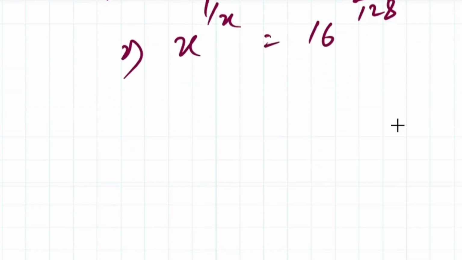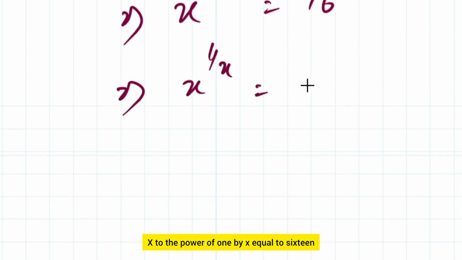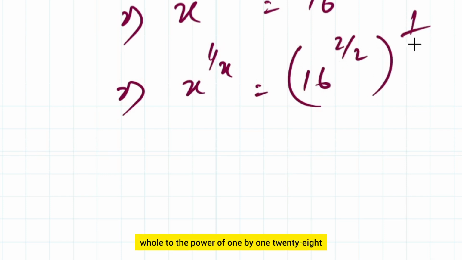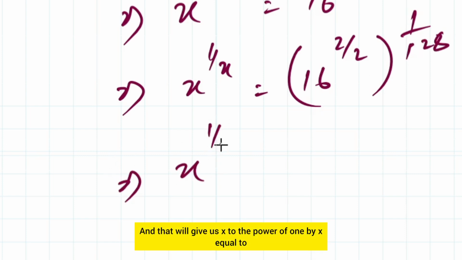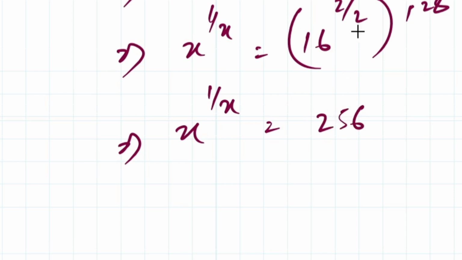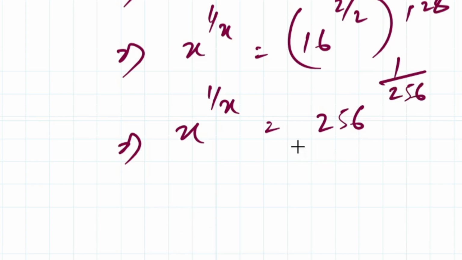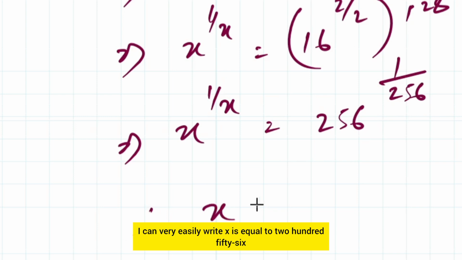So I'm going to get 128. Okay, let us further do it. x to the power of 1 by x equal to 16 to the power of 2 by 2, whole to the power of 1 by 128. And that will give us x to the power of 1 by x equal to, now 16 to the power of 2 is 256, and this 2 I'm going to multiply with 1 by 128. So I'm going to get 256. So I can compare, and I can very easily write x is equal to 256.